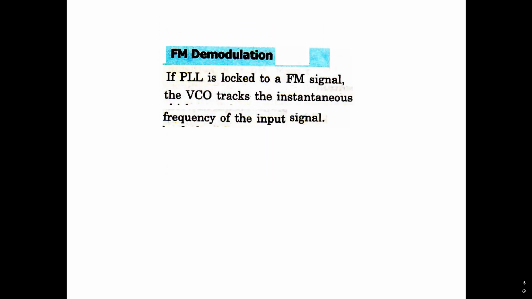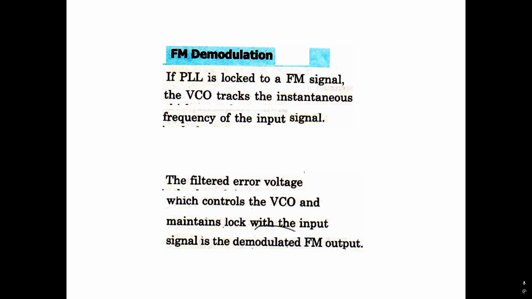FM demodulation. If the PLL is locked to an FM signal, the VCO tracks the instantaneous frequency of the input signal. The filtered error voltage, which controls the VCO and maintains lock with the input signal, is the demodulated FM output.